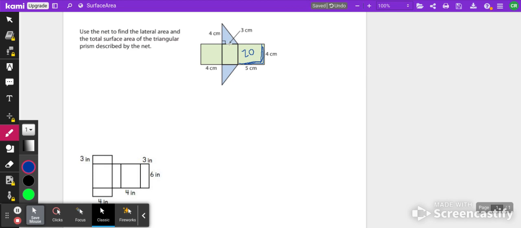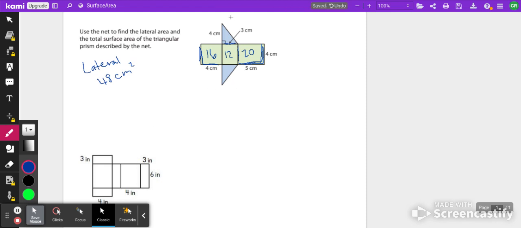Okay, here I know that this side is 3 and this side is 4. So that's 3 times 4. That would be 12. And this one here is 4, and the height here is 4. So 4 times 4 is 16. So for the lateral surface area, I'd add these together. That's 28 plus 20, so it'd be 48 centimeters squared.